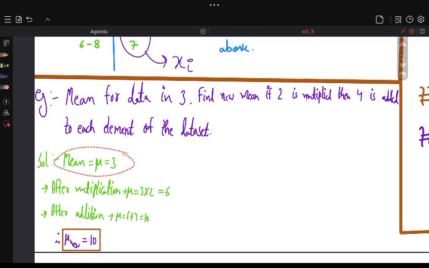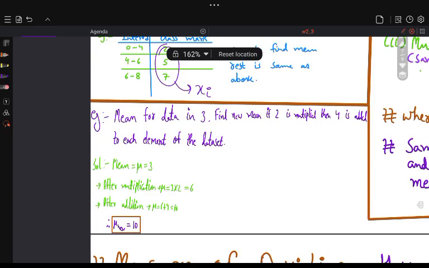First the mean was 3. After multiplying each element by 2, the mean will also be multiplied by 2, so the new mean will be 6. And at last we added 4 to each element, so after addition the mean will also get added by 4. 6 was the new mean, then we added 4 to it, so 10 will be our newest mean. So the latest mean is 10 in this case, and this is the answer to our question.